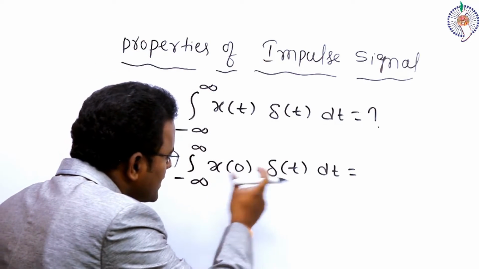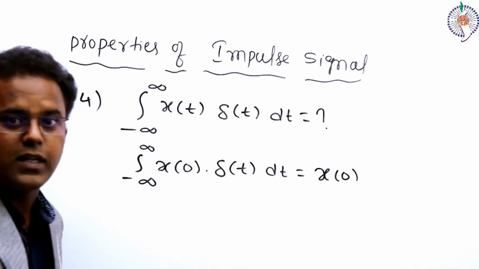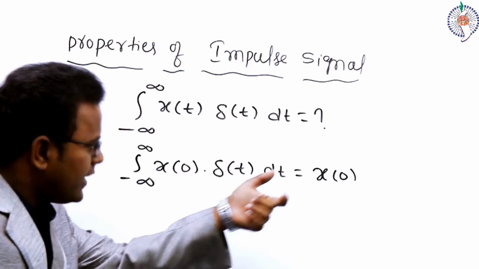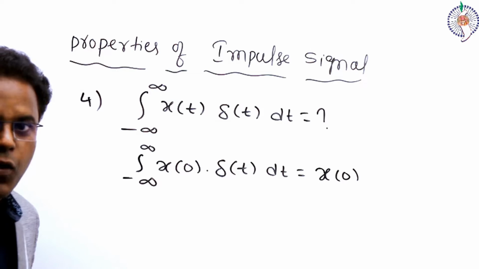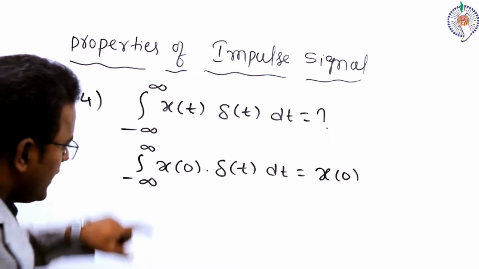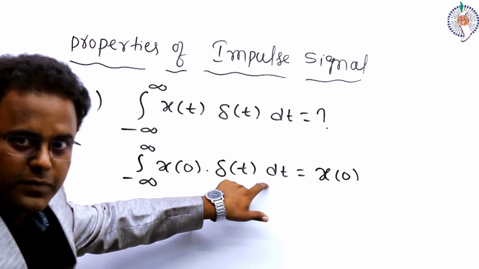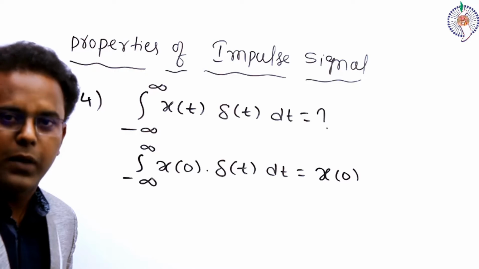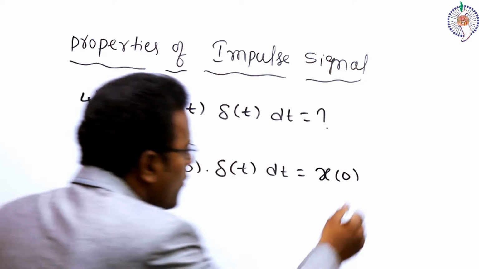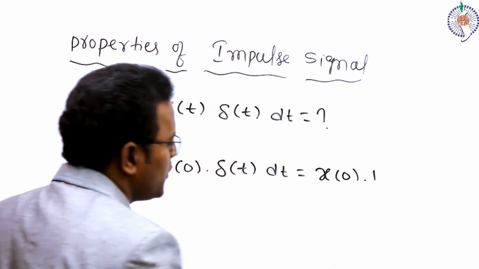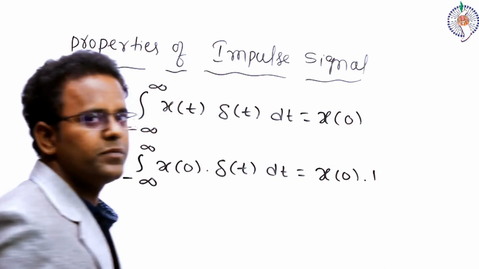So amplitude means it is a constant. Amplitude may be 2 or 3 or 4 or 5, any value, that is, it is a constant. So constant I can write outside. Then if I write the constant outside, please clearly observe what is remaining in that integral. Integral from minus infinity to plus infinity of delta of t dt means area under the impulse. What is the area under the impulse? Nothing is there, means 1. So x of 0 into 1, that is its value is x of 0.